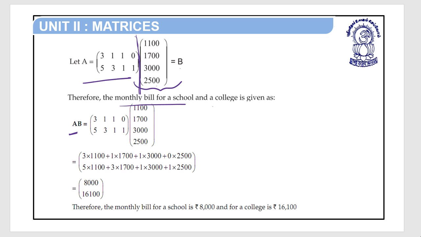Therefore, the monthly bill for a school and college is given as, take multiplication, row first, column. Here there is only one column. So 3 into 1100 plus 1 into 1700, plus 1 into 3000 plus 0 into 2500. 5 into 1100 plus 3 into 1700 plus 1 into 3000 plus 1 into 2500. That gives 8000 and 16100. Therefore, the monthly bill for a school is rupees 8000 and for a college is rupees 16100.